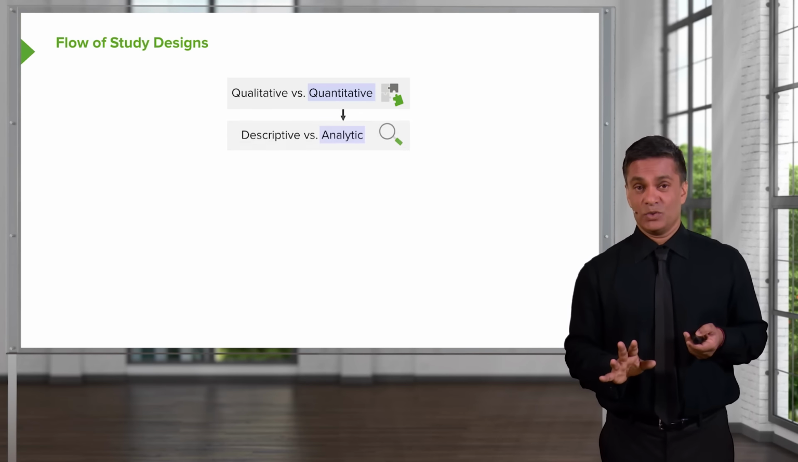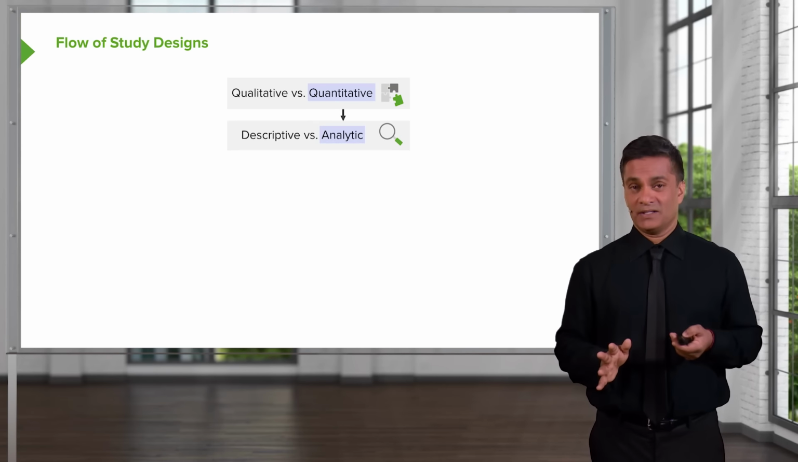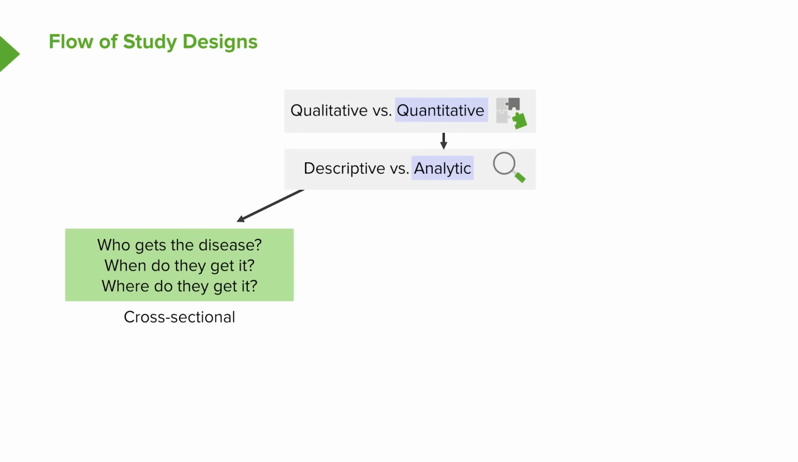Amongst quantitative studies, we have descriptive versus analytical studies. Now, descriptive studies we've talked about already. That's the who, what, where, and when.